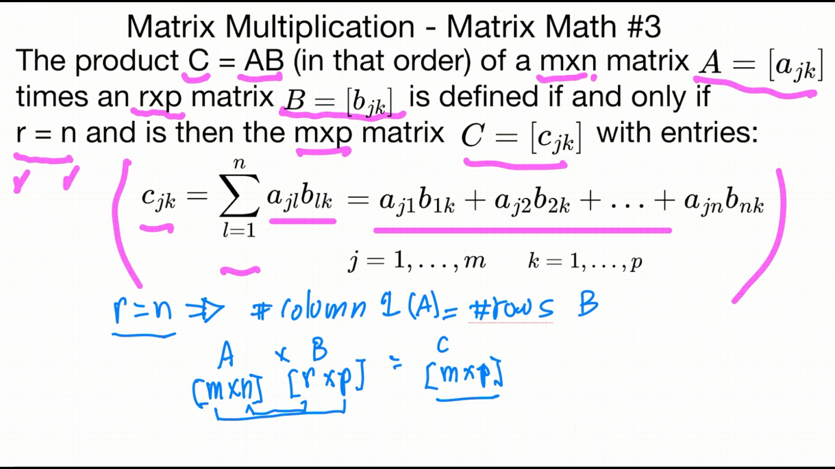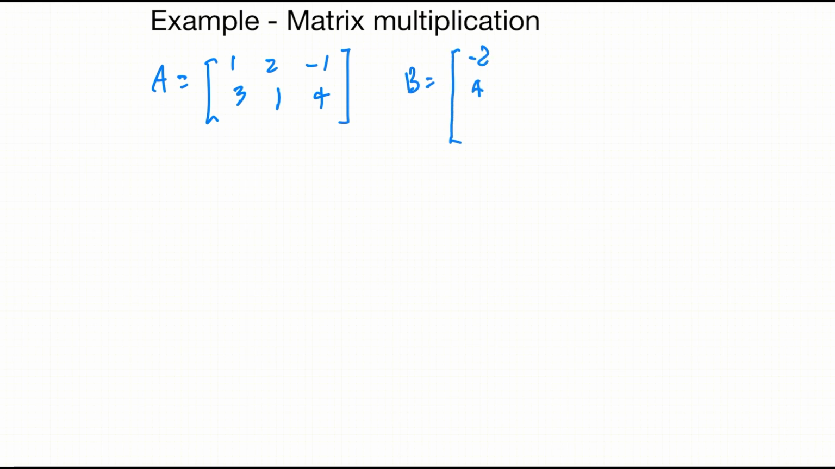I'm going to do an example next, just to clarify this. And there'll be some other videos with examples that you can follow along and hopefully start making more sense of this. Let's look at the example. A is equal to [1, 2, -1; 3, 1, 4]. B is equal to [-2, 5; 4, -3; 2, 1].